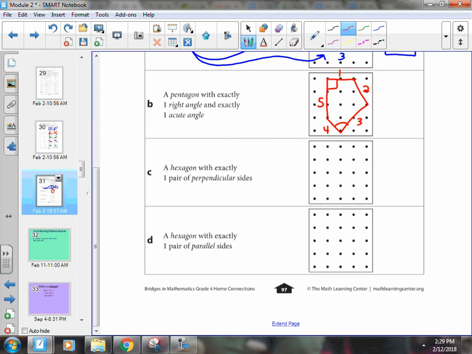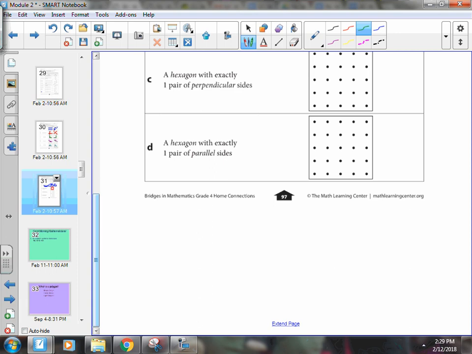Letter C, a hexagon, 6 sides, with exactly 1 pair of perpendicular sides. Perpendicular means a 90-degree angle. So we need 6 sides. There's my 90-degree angle. 3, 4, 5, 6. And I don't have any other right angles. I think we're good. 1, 2, 3, 4, 5, 6. And I see an acute angle, an obtuse angle, a reflex angle, acute, obtuse. Okay, we're good. 1 pair of perpendicular sides, and it has 6 sides.